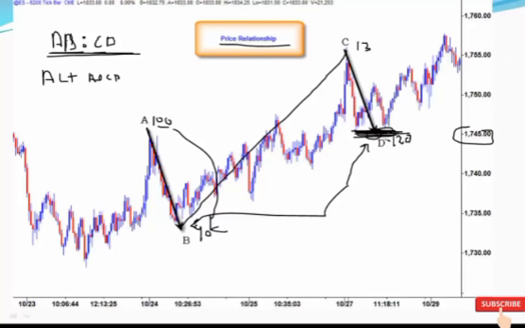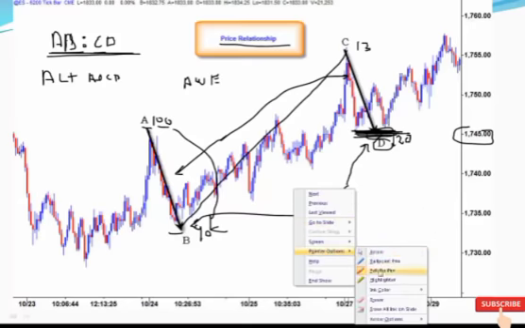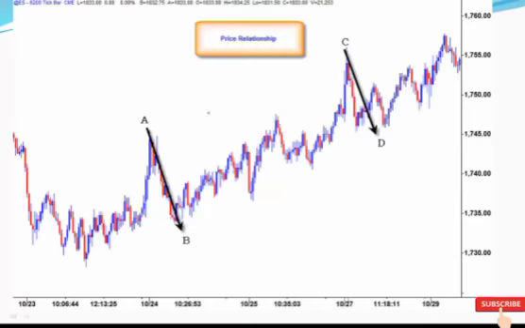So you have your A to B, C to D. You're looking for price relationships, equality between here and here, also what we call an alternate wave equality. That's all it is: the market trades from high to low, from point A to point B, and then from C to D with roughly the same length. Now, if we take this, I got my dot there.